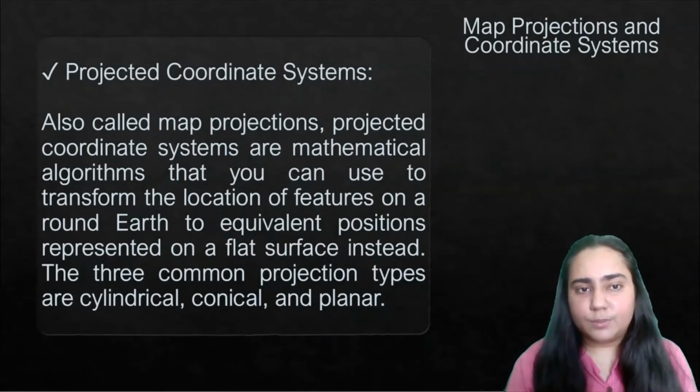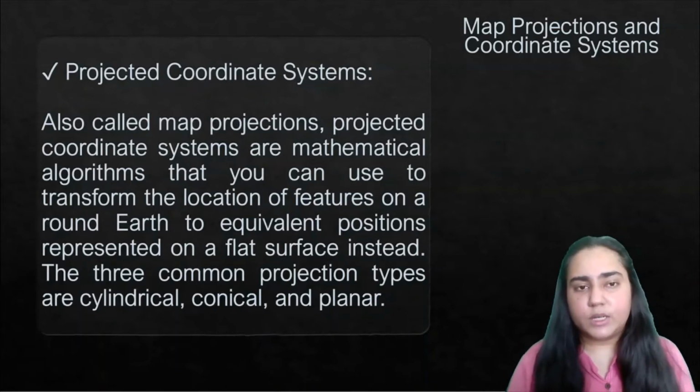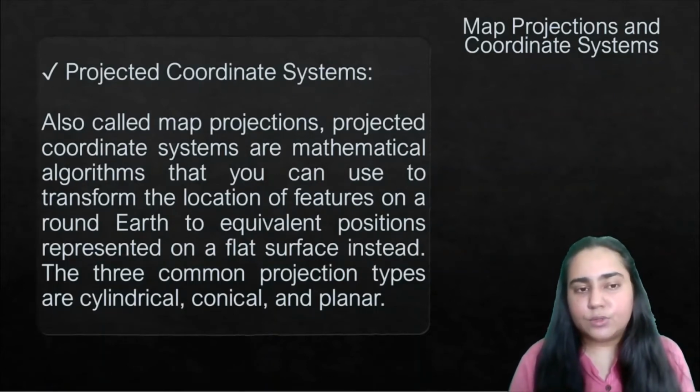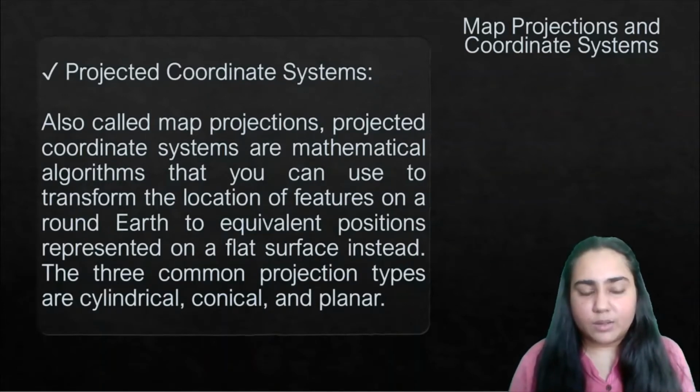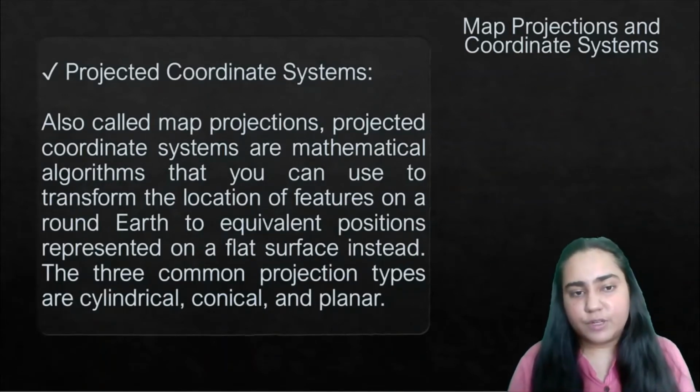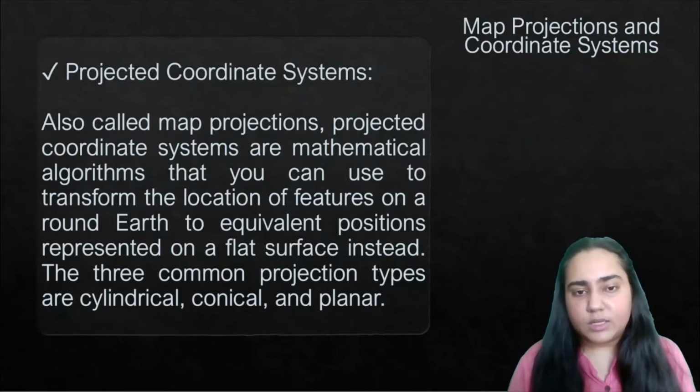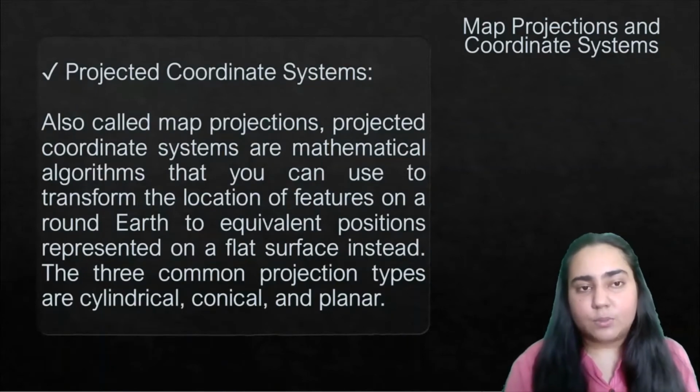So map projections, which are projected coordinate systems, allow you to represent the location of features which are on a round-shaped Earth on a flat surface like a map. And it's quite accurate. To do that, you use three commonly used types of projections, which are cylindrical, conical, and planar.